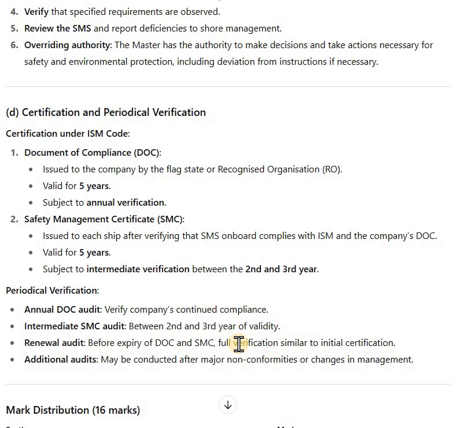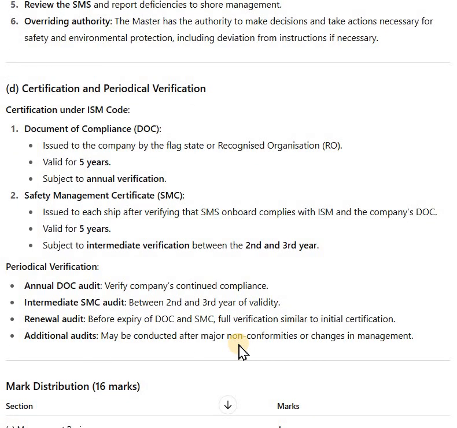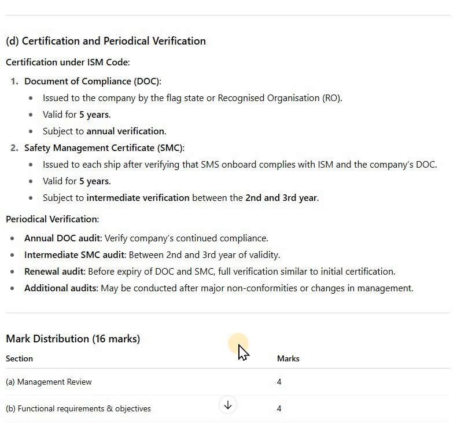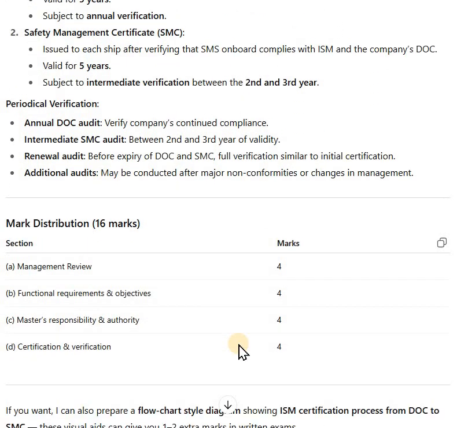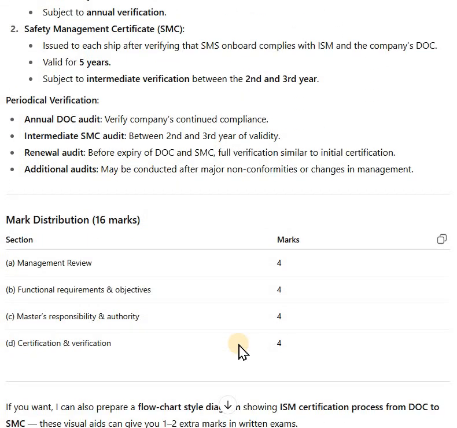Certification and periodical verification: the Document of Compliance is issued to the company by the flag state or the recognized organization, valid for 5 years, subject to annual verification. The Safety Management Certificate is issued to each ship after verifying that the SMS on board complies with the ISM Code and with the DOC, valid for 5 years, subject to intermediate verification between the second and the third year. Periodical verification: again the annual DOC, to verify the company's continued compliance.